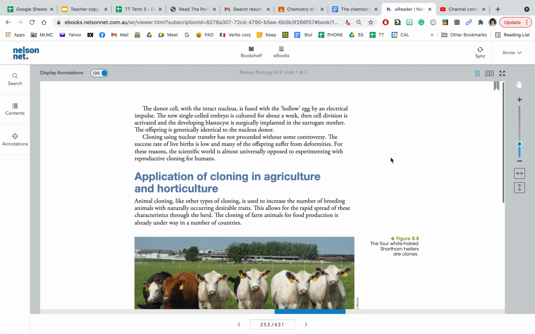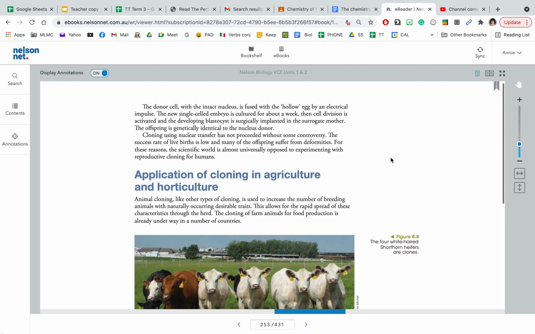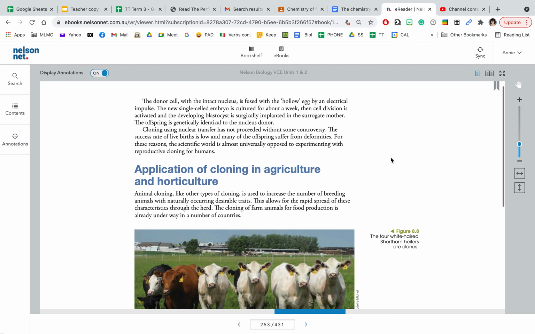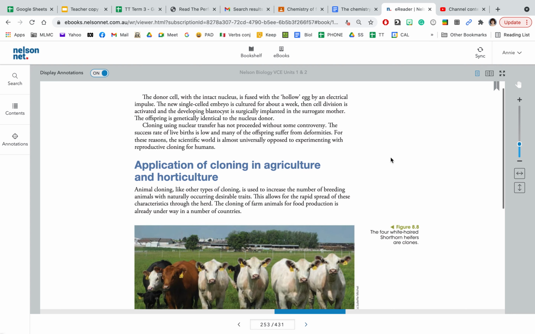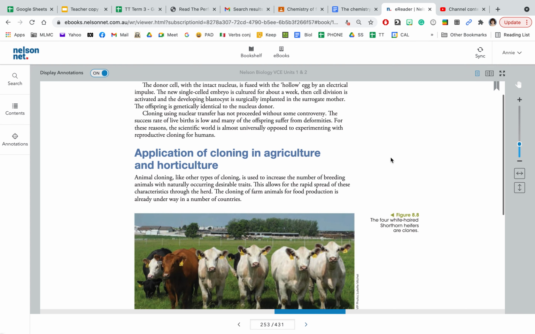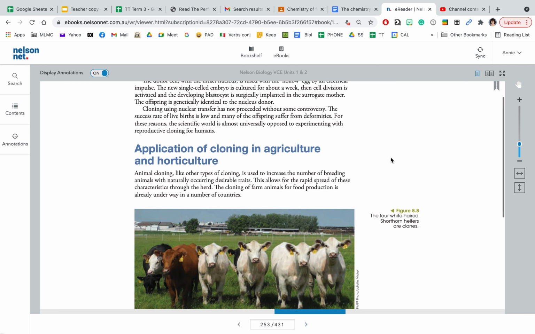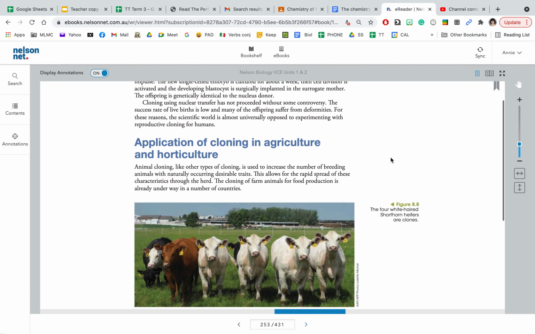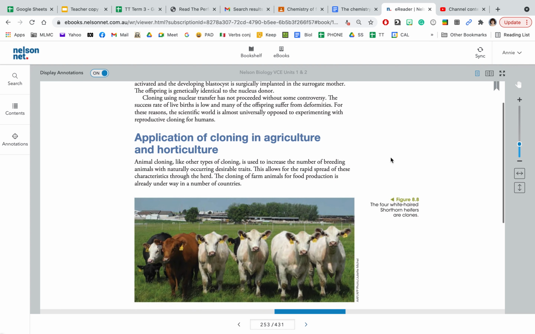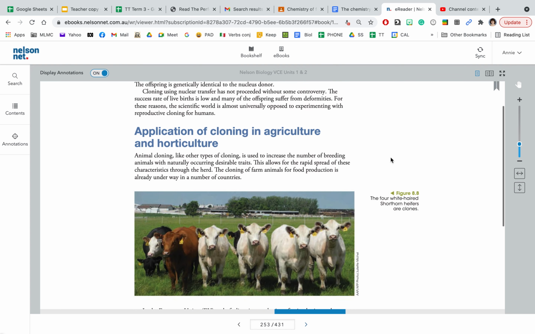The donor cell with the intact nucleus is fused with the hollow egg by an electrical impulse. The new single-celled embryo is cultured for about a week, then cell division is activated and the developing blastocyst is surgically implanted in the surrogate mother. The offspring is genetically identical to the nucleus donor.